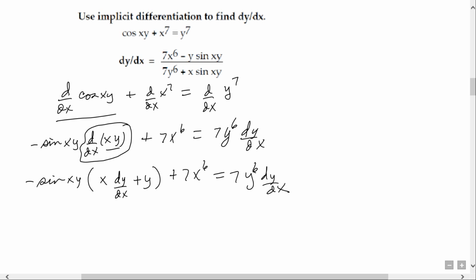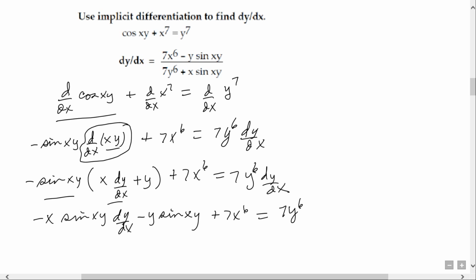Now I'm going to multiply this out, and we're going to get minus x sine of xy dy dx, then minus y sine of xy plus 7x to the 6 equal 7y to the 6 dy dx.